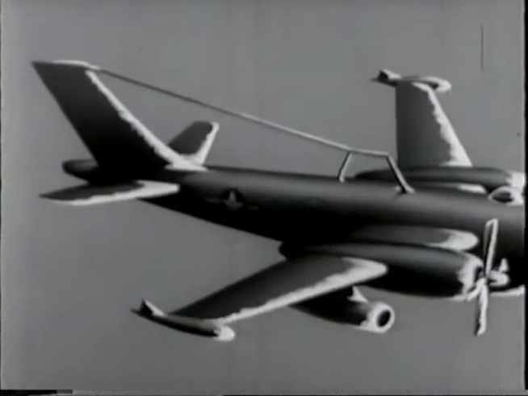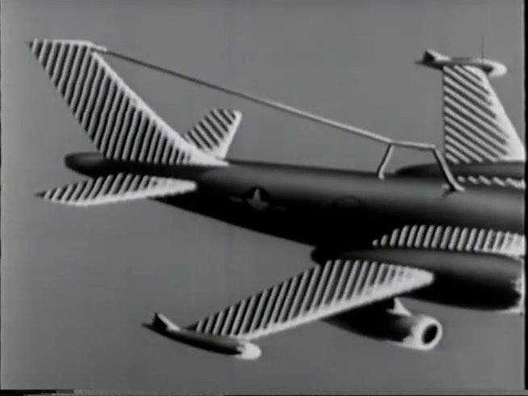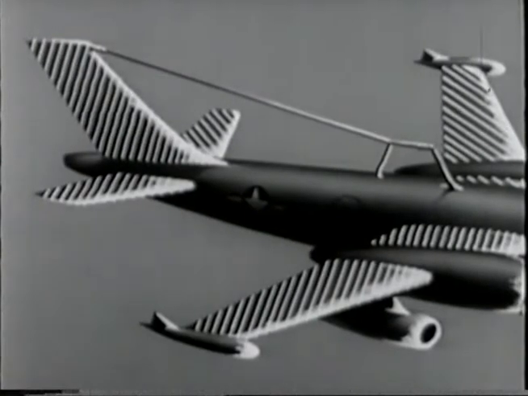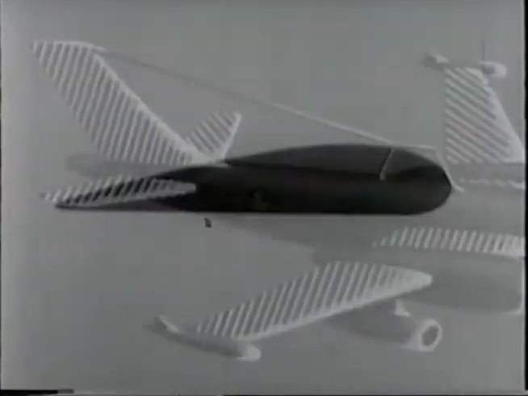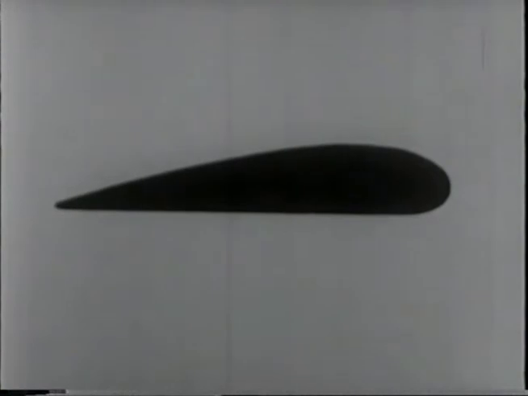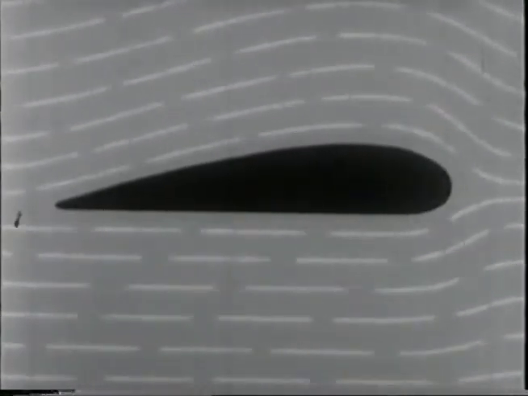Ice accumulation on the wings and on the tail assembly is dangerous because it alters the shape of the airfoils. Airfoils are carefully designed to permit a smooth flow of air over the top and bottom surfaces. Any alteration in the shape of the airfoil will interfere with this smooth flow of air.